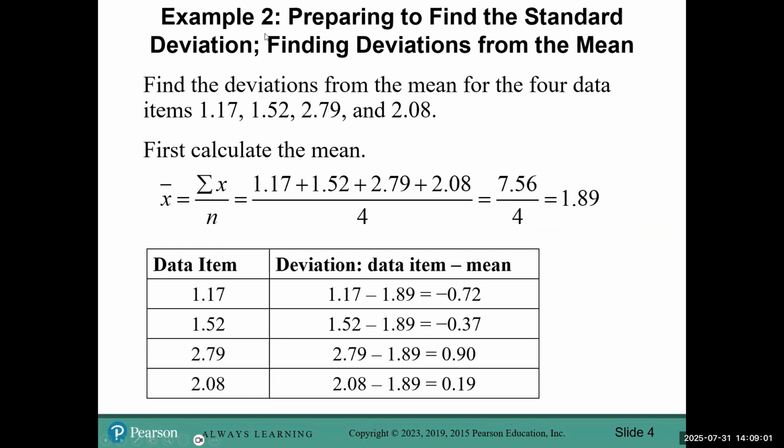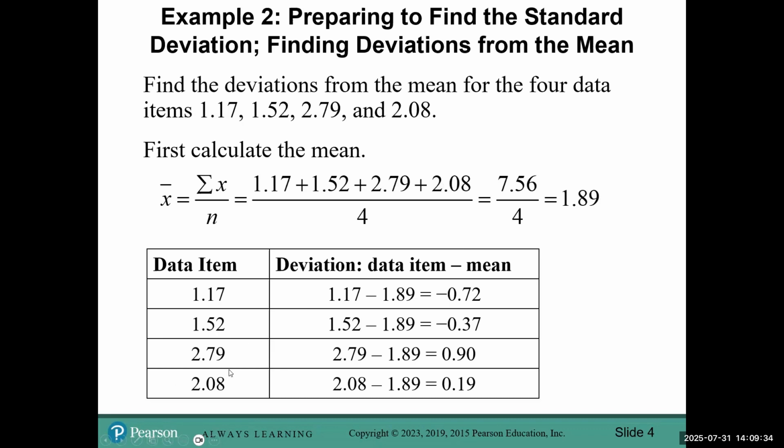So let's talk about finding what we call the standard deviation. What the standard deviation does is it first calculates the mean, that center piece of the data where we add up all the data points and divide by how many there are. And then it looks at, for each data item, how far away is it from the mean? So for example, if I have these 4 data items, if I add them up and divide by 4, I get 1.89.